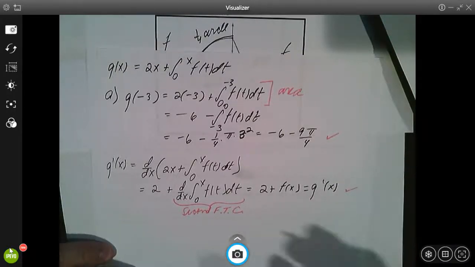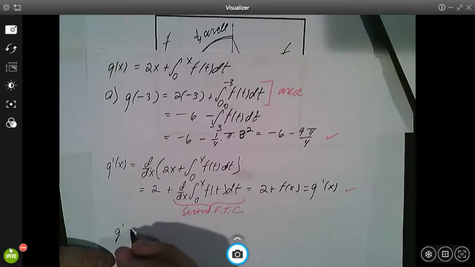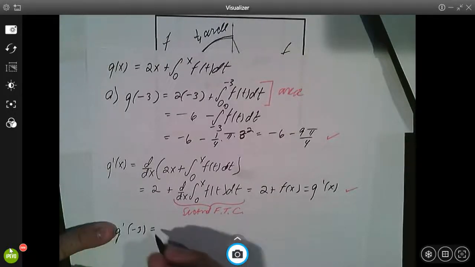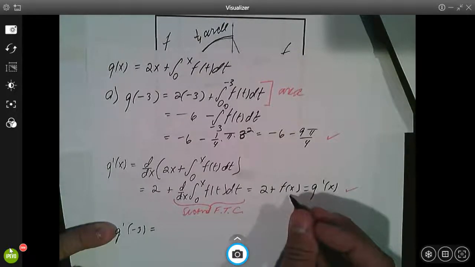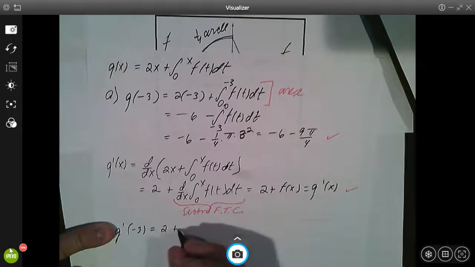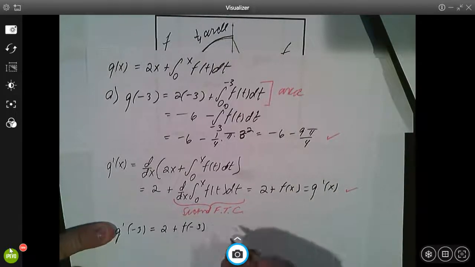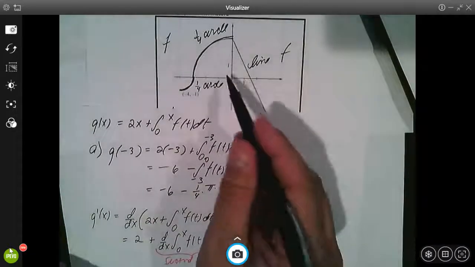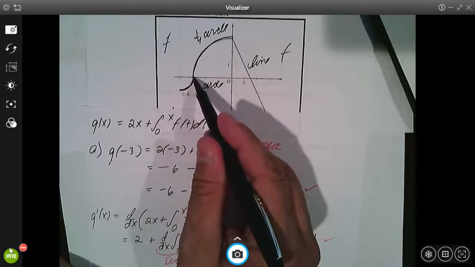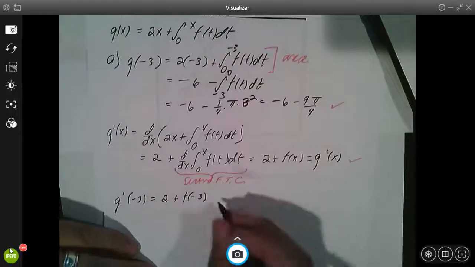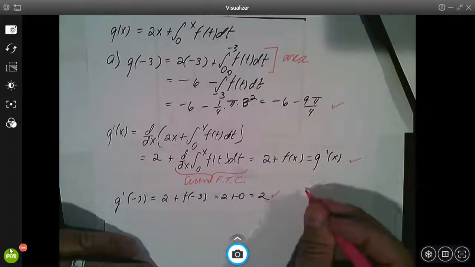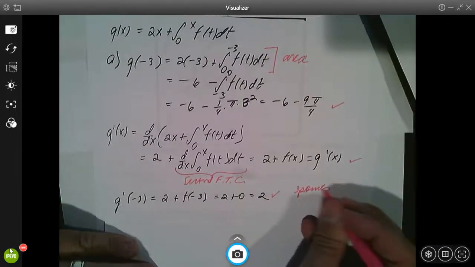And you picked up another point. To find g prime of, what was that? G prime of -3. Well, g prime is equal to 2 plus f of x. G prime of -3 is going to be 2 plus f of -3. To find f of -3, I'm going to go over to my circle, and I see that at -3, the value of f is 0. So I've got 2 plus 0, which is 2. And that concludes part A.